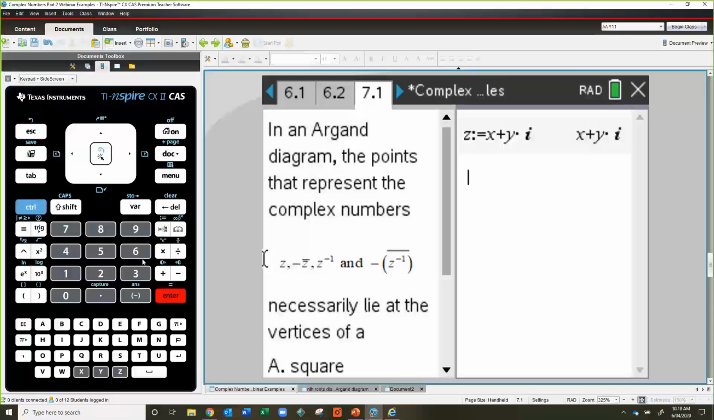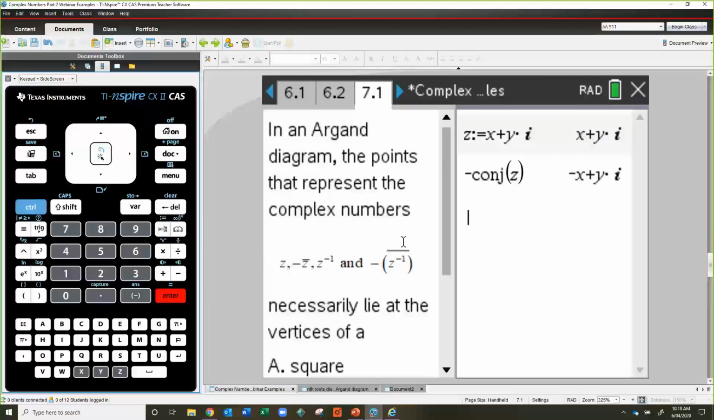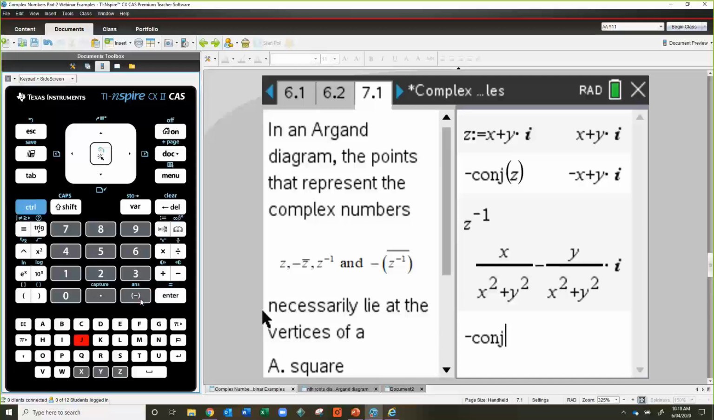So that's my z. The next thing I want is minus the conjugate of z. You might remember that the conjugate of z is just conj. So that's my x plus yi, minus x plus yi. Then I will find z to the power negative 1, which is this funny looking expression. And then we have negative conjugate of z to the power negative 1.